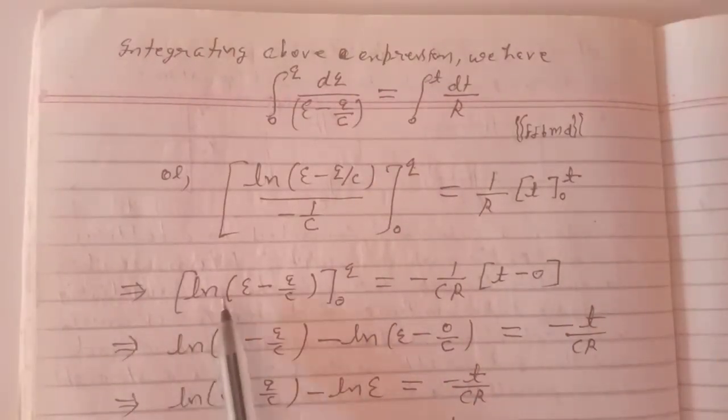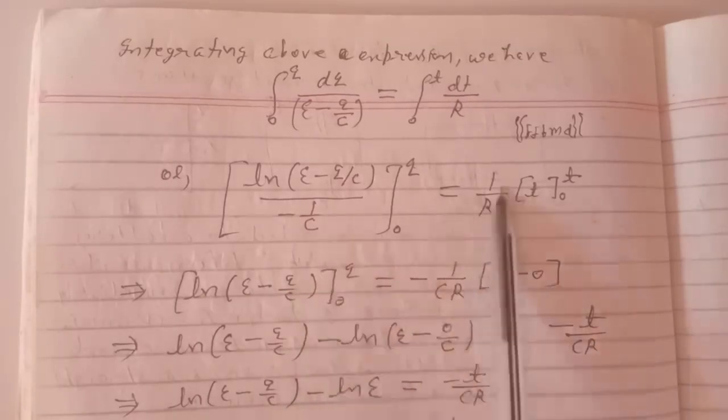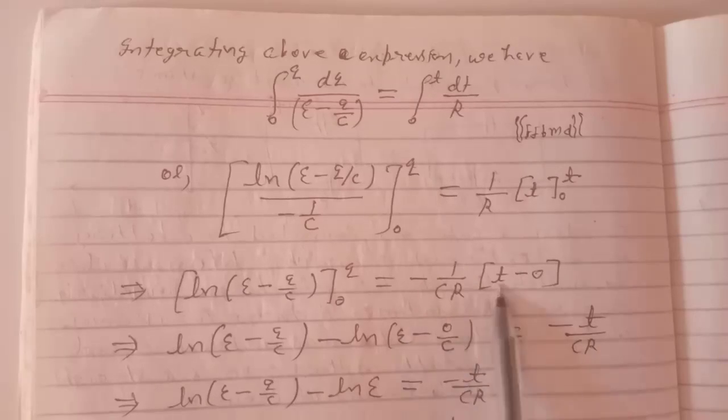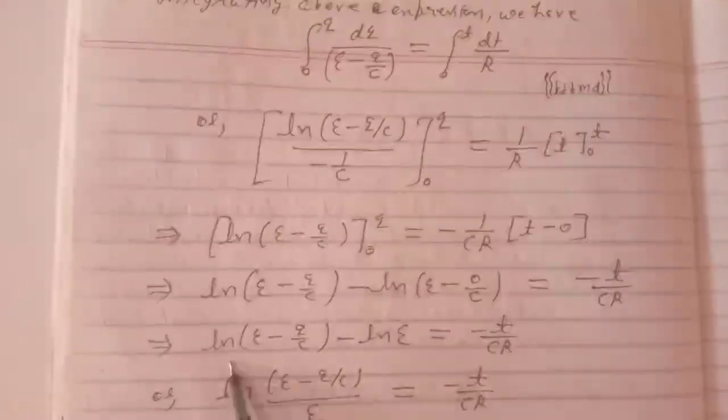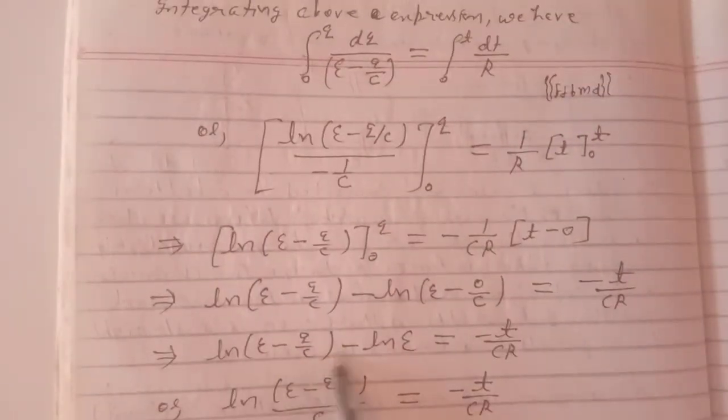This implies log (E minus q by C) from 0 to q, taking this value to this side, equals minus 1 by CR into t minus 0, or log (E minus q by C) minus log (E minus 0 by C), putting the value of the limit, equals minus t by CR. This implies log (E minus q by C) minus log E equals minus t by CR, and log of (E minus q by C) by E equals minus t by CR. Hence log (1 minus q by CE) equals minus t by CR.